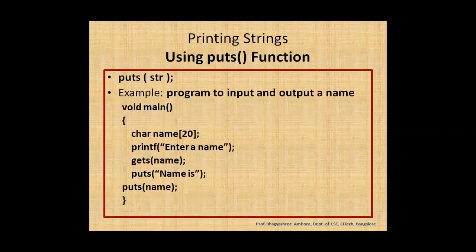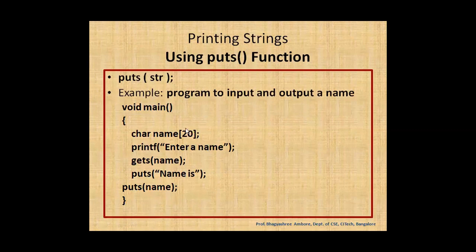We'll see one example of the puts function. This puts function is used to print a complete line. It is an unformatted function. It always takes an input, always one parameter, and that must be a string. We'll see one example of how this puts function works.